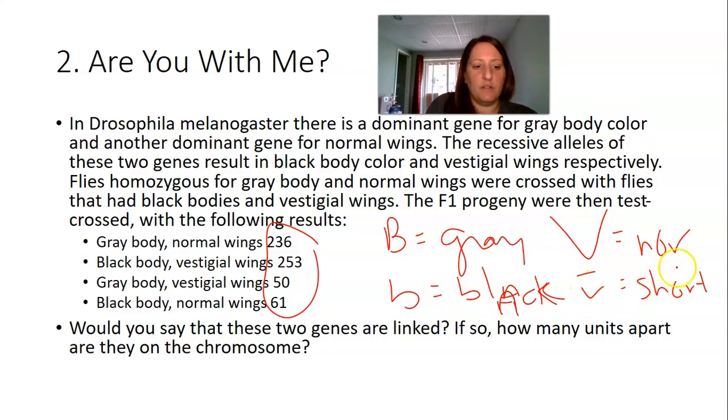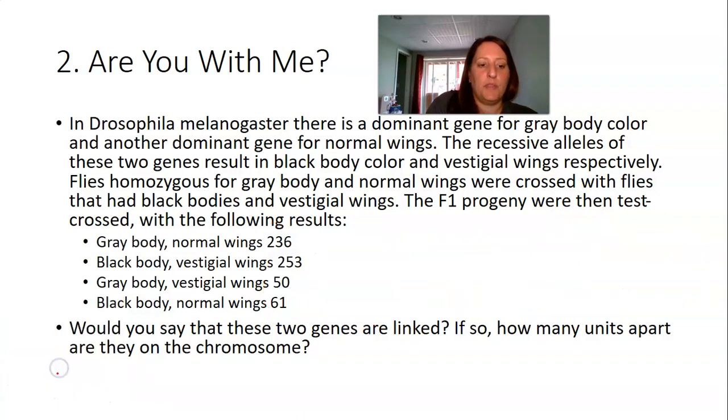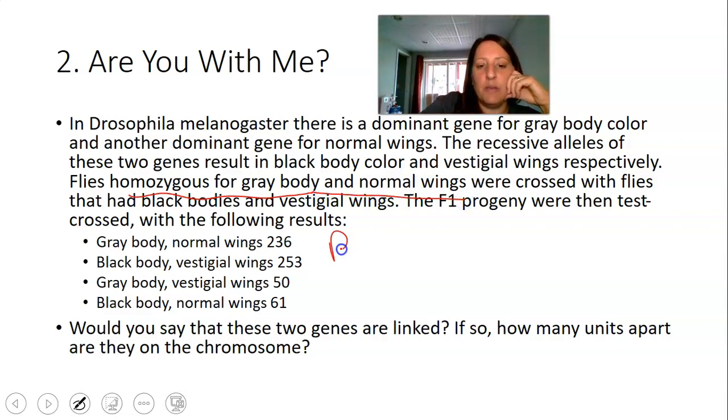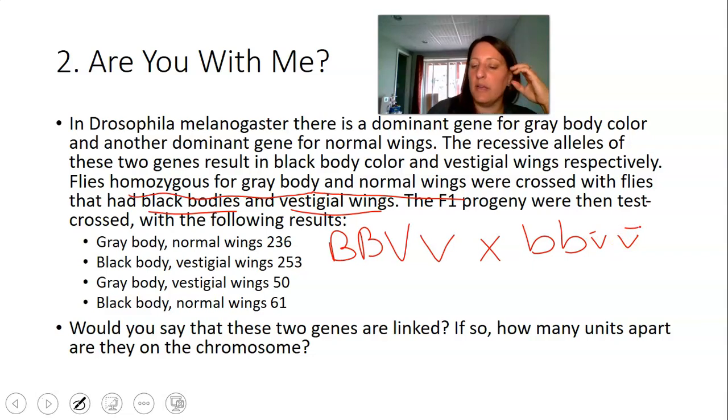Let me erase this stuff real quick. So we're going to take flies that are homozygous for gray body color and normal wings. If they're homozygous for gray, they must be big B, big B, and normal wings would be big V, big V. And then we cross them with flies that had black bodies and vestigial wings, so little b, little b, little v, little v. The only way to get black and vestigial wings is if it's homozygous recessive.